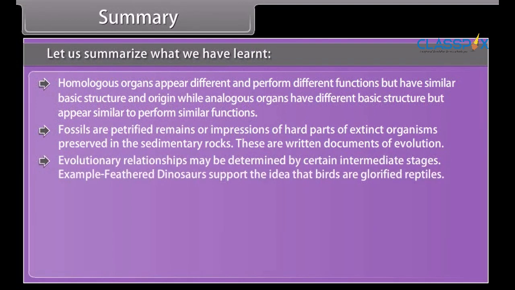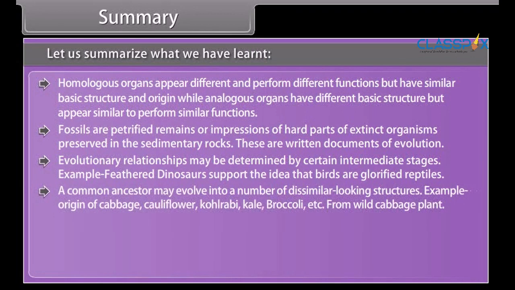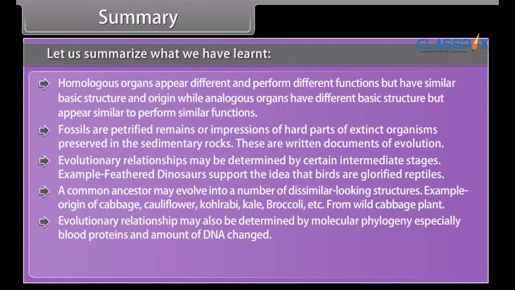Evolutionary relationships may be determined by certain intermediate stages. Example, feathered dinosaurs support the idea that birds are glorified reptiles. A common ancestor may evolve into a number of dissimilar-looking structures. Example, origin of cabbage, cauliflower, kohlrabi, kale, broccoli, etc. from the wild cabbage plant. Evolutionary relationship may also be determined by molecular phylogeny, especially blood proteins and the amount of DNA changed.